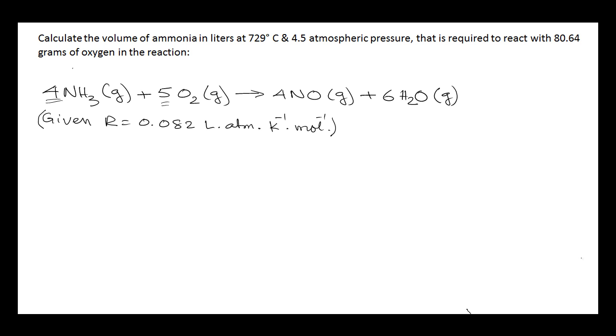So here's the problem that we have. Calculate the volume of ammonia in liters at 720 degrees, 29 degrees centigrade and 4.5 atmospheric pressure. And this ammonia is required to react with 80.64 grams of oxygen in the reaction. The reaction is given over here.